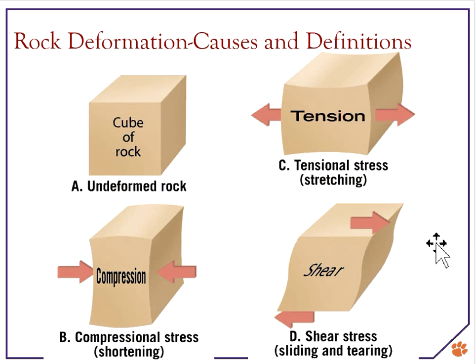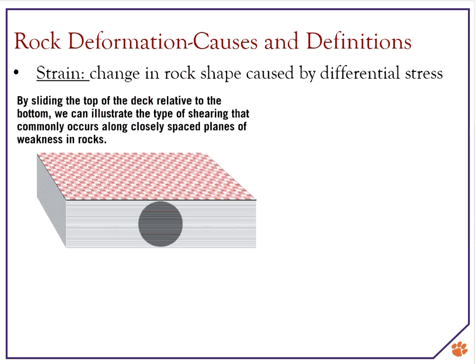In this case, we again are applying two directional forces on both sides of our cube of rock. However, this time, their directions are going to be opposite ones. And shear stresses usually lead to either sliding or tearing kind of deformations. Strain is defined as the change in rock shape caused by differential stress.